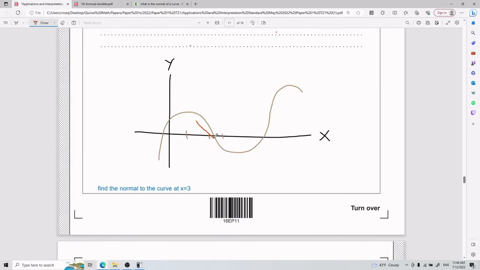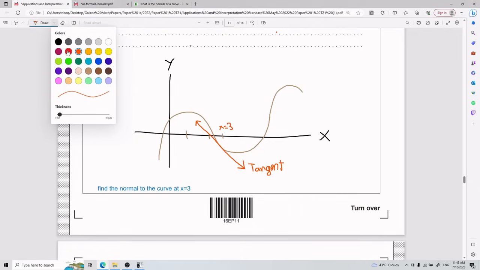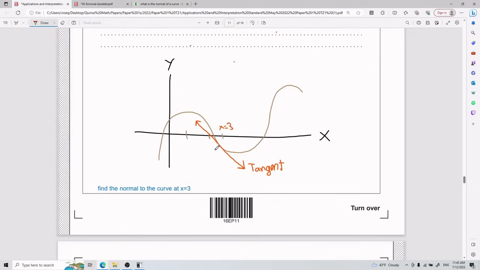First, I have my tangent. So this, in orange, is going to be my tangent. What is a tangent? Something that touches my line at one point and then just keeps on going. So that would be at x equals 3. Right here is x equals 3. So that would be my tangent. What is my normal? My normal is perpendicular to my tangent. So this would be my normal, okay?